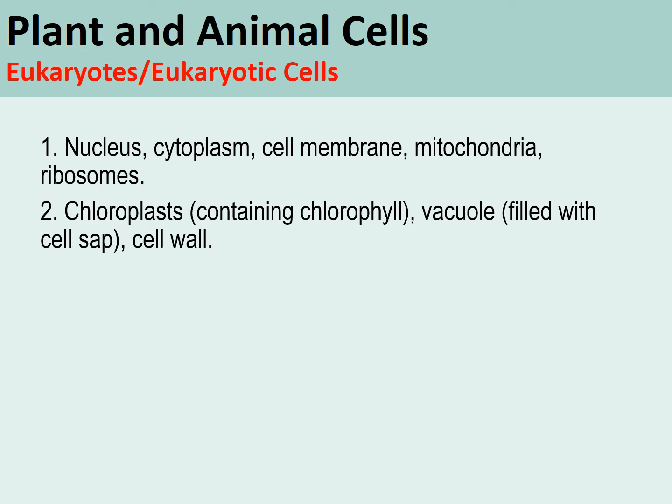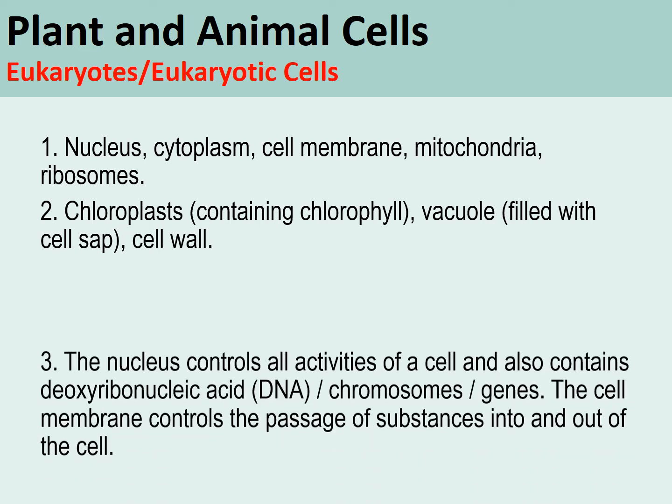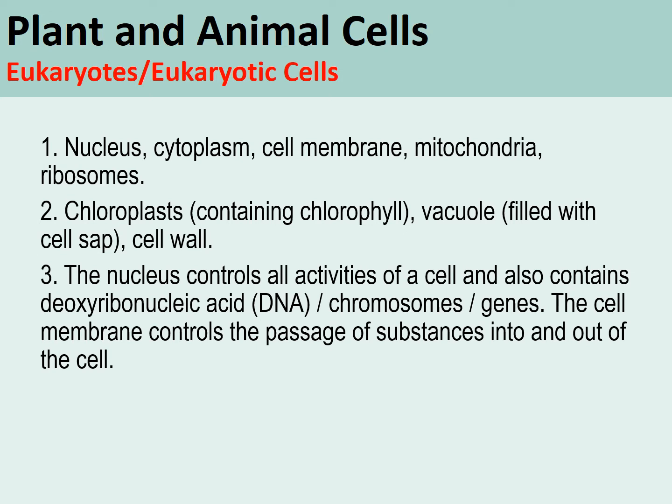Number 3, what is the function of the nucleus and the cell membrane? So the nucleus is what controls the activity, and it contains the genetic information. That would be 2 separate marks, controlling the activities and containing genetic information, of which you might have said DNA, you might have said chromosomes, or you might have said genes. Any one of those is acceptable. The cell membrane is what controls what goes in and out of the cell. Number 4, what structure gives strength to a plant? That is the cell wall.